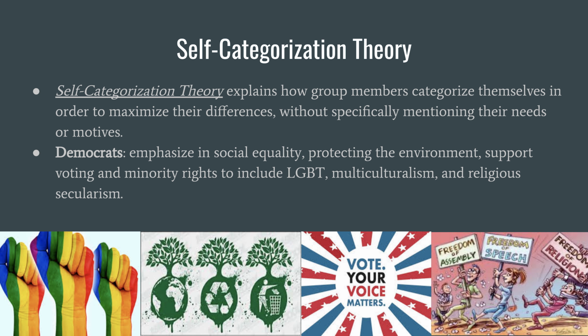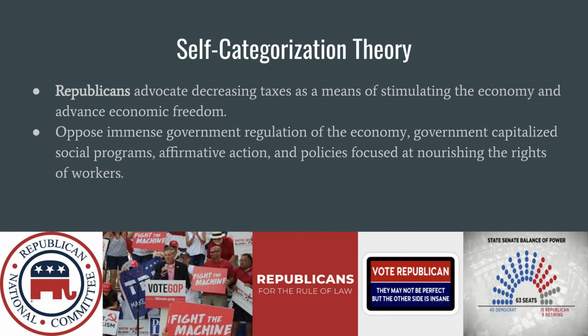For instance, we discussed that Democrats emphasize social equality, protecting the environment, supporting voting and minority rights to include LGBT, multiculturalism, and religious secularism, while Republicans advocate decreasing taxes, capitalist social programs, and strongly support nourishing the rights of workers.